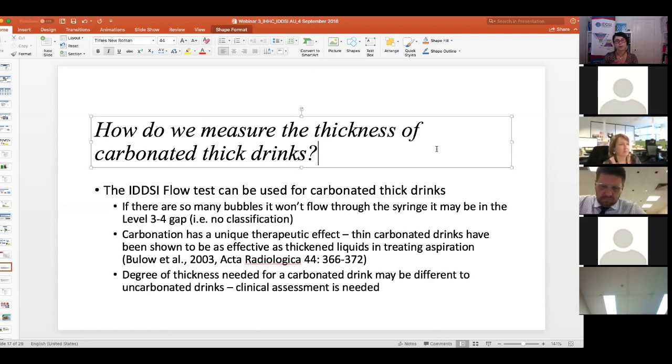The bubble structure within those carbonated drinks activates nociceptors within the oral cavity that is particularly good at activating the sensation within the mouth and also within the pharynx to generate a faster swallow reflex. And it tends to leave less residue as well. So what that might mean is that the degree of thickness that you need for a carbonated drink may in fact be different to uncarbonated drinks, and you need a clinical assessment there.